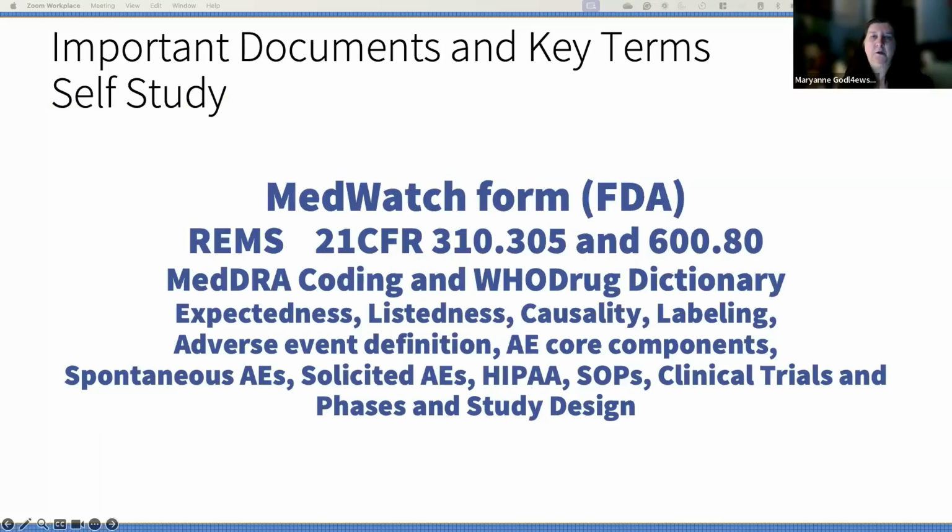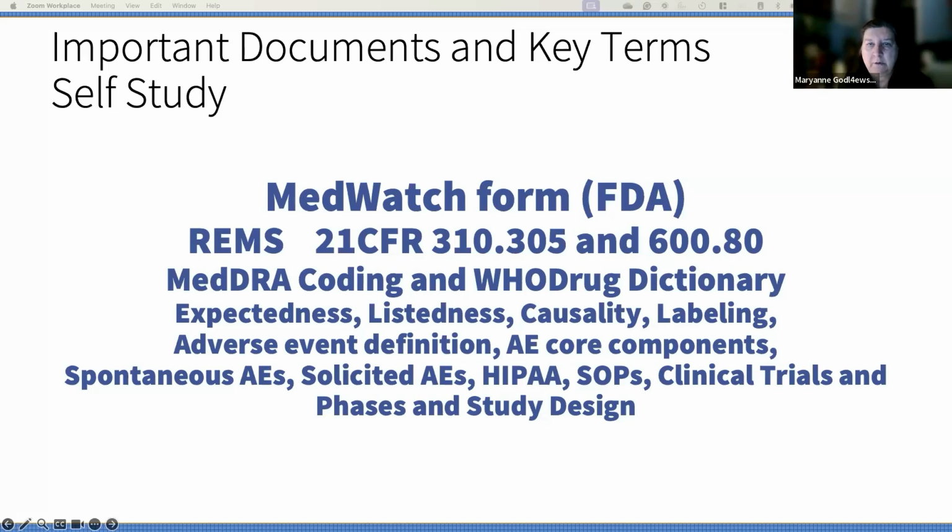Here are some more terms for you. As you're going through PharmD school, you're learning a lot and you're wondering where you're going to use that information. Just learn as much as you can, pay attention, and you might know more about drug safety than you realize. You learned about clinical trials and the different phases, study design, retrospective studies, arm design, blinding. All those things are really important if you want to work in pharmacovigilance.